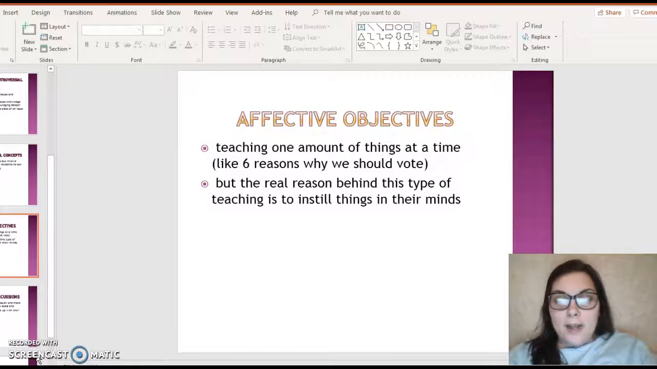But the real reason behind this type of teaching is to instill things in their minds. So you're not just sitting there telling them, this is why we vote, this is why we should vote, this is why this is why that. You're teaching them the concept behind why we vote.